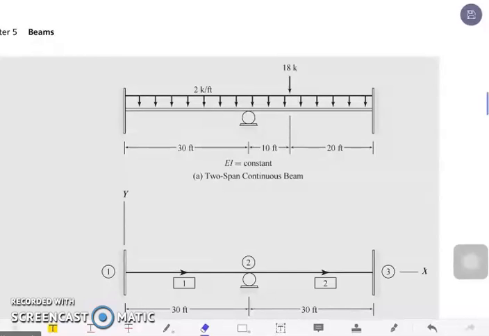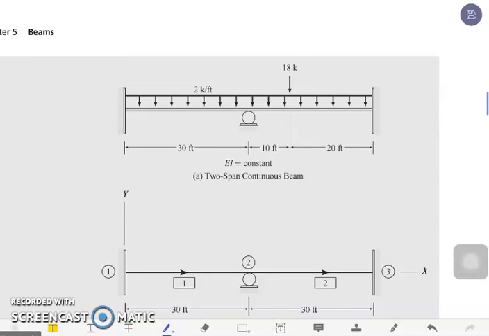The beam is loaded with a uniform loading with an intensity of 2 kips per feet. Of course, for our beam, member 1 has only a uniform loading, and member 2 is a combination of a uniform loading and a concentrated load, which is 18 kips. So now we're going to identify our member fixed end forces, or our Q's of F.